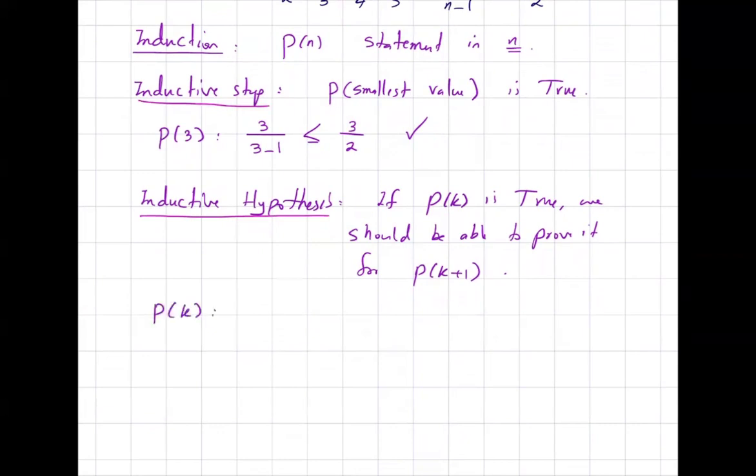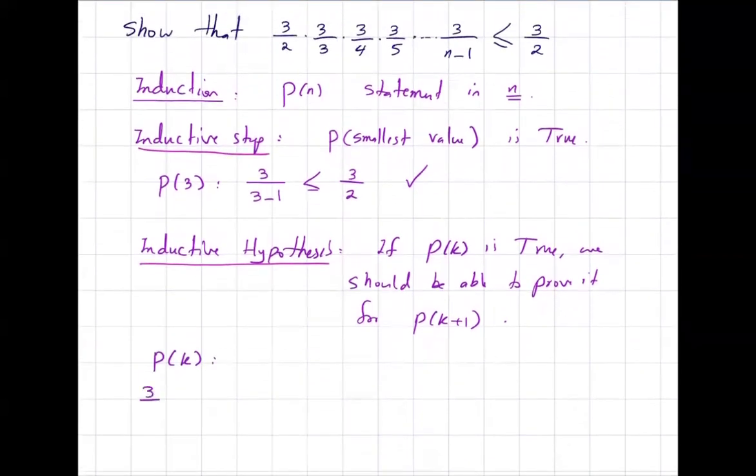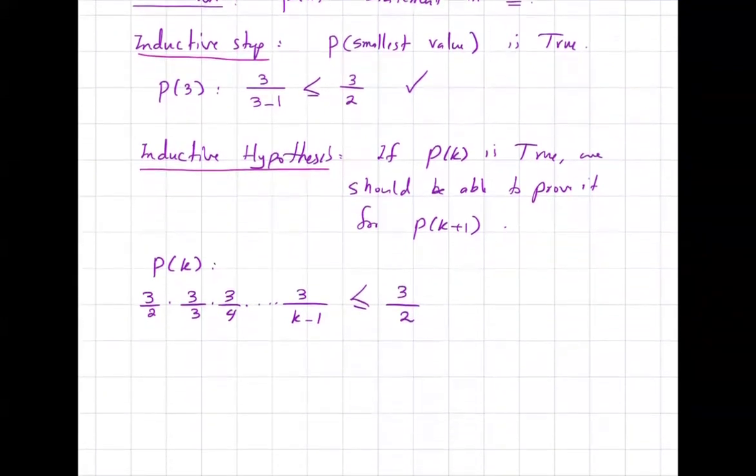P(k) says the multiplication of 3 divided by 2 by 3 divided by 3 by 3 divided by 4 dot dot dot by 3 divided by k minus 1 is less than or equal to 3 divided by 2. Our goal is to show that P(k+1) is also true. So we assume P(k) is true. We want to show that P(k+1) is also true, with a question mark on top of it.